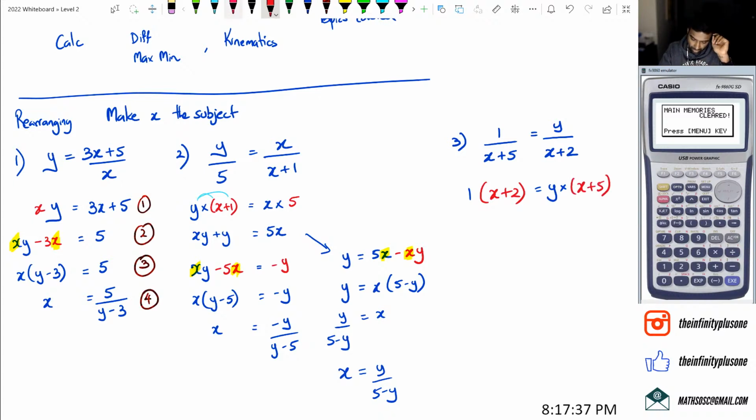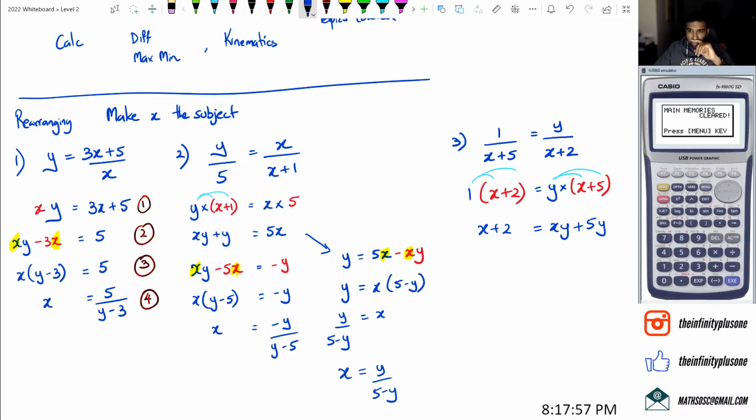So once we have that, we need to actually expand the brackets. So we're doing this whole expanding brackets business, and what we're going to end up with is x plus 2 equals xy plus 5y. All right, once we have that, and again, you guys have been doing the same thing.